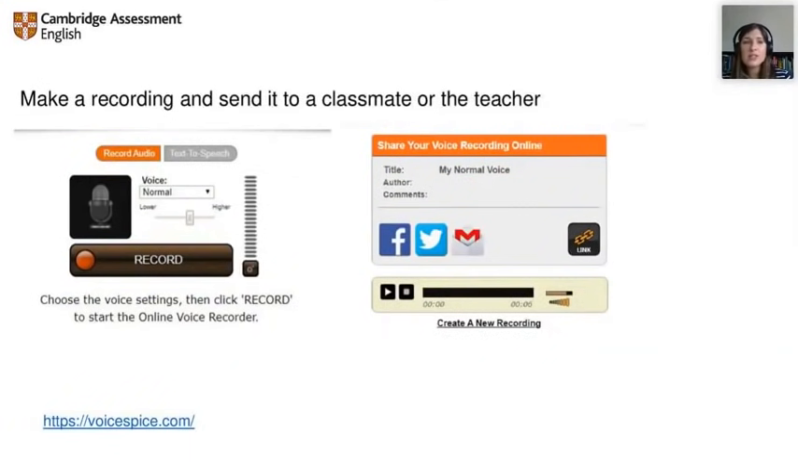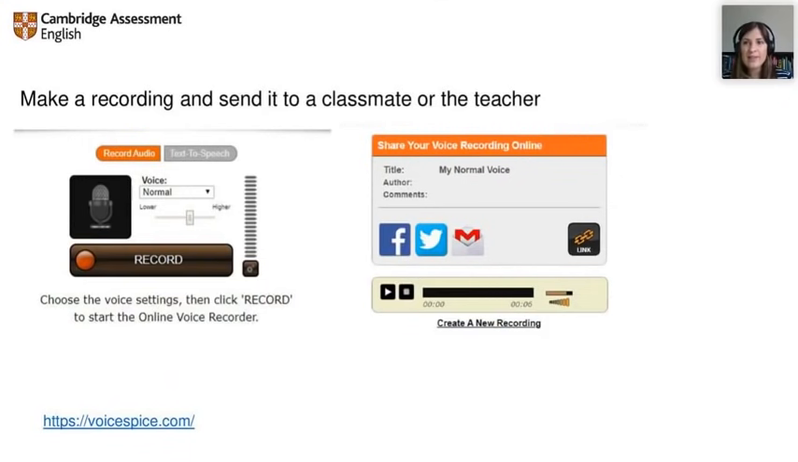So one idea is you could ask students to make a recording and send it to their classmate or their teacher. So this is just one example of a tool. There are lots of others out there. You may have your own that you like to use, or students could even just use their phones to record a voice note and send it to their teacher or send it to their classmate. But this is great because you don't have to sign up for anything. You just go to the website, you click record, and you record your audio, your description of a picture, and then you can email it, or you get a link that you can send, okay?